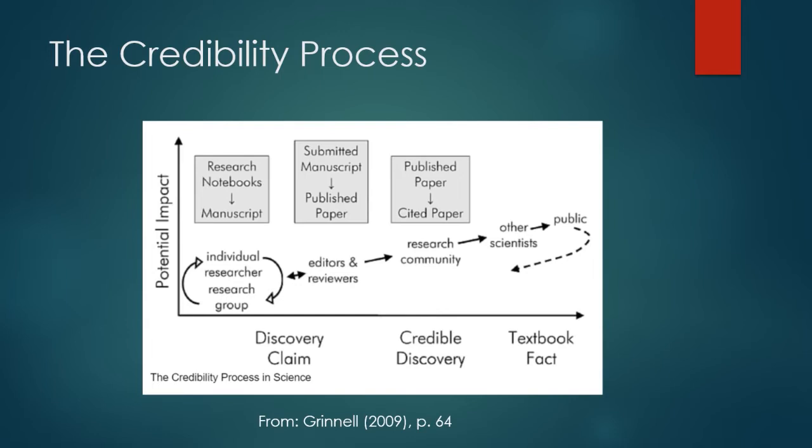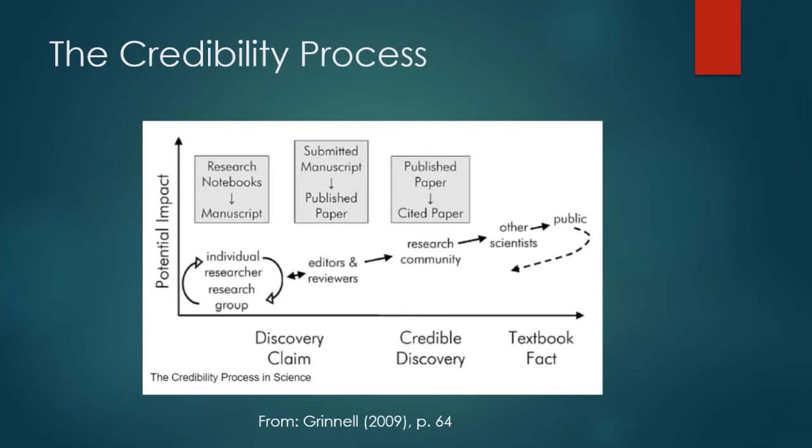So here's Grinnell's expanded picture of the credibility process that we started talking about last time. The discovery claim and the credibility process. The discovery claim where you go from being an individual researcher to having written something to giving it to some journal, and that journal either publishes it or doesn't. Once it's published, it's either cited or not, which is of course the lifeblood of any researcher's career, is not just getting published but getting cited, because that means that something that you said changed the discussion. That's kind of what people judge their success on.